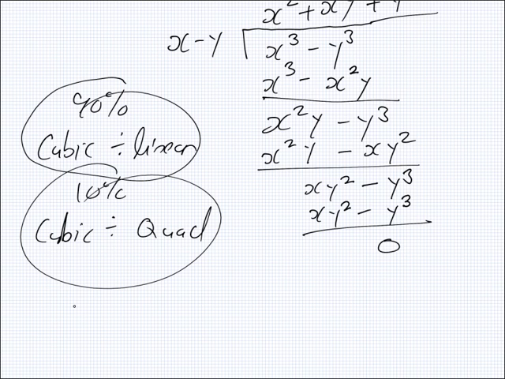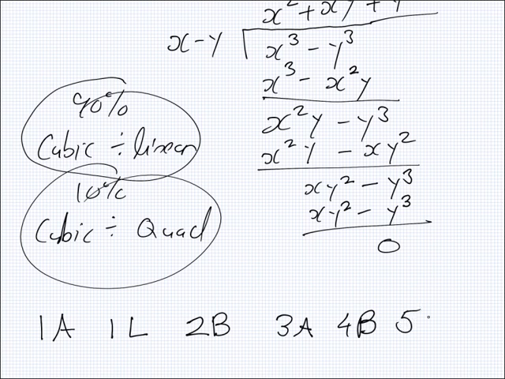So let me see. I'd like you to try 1a, that's a linear, 1l, 2, ooh, yeah, this one's a bit tricky, 2b, 3a, 4b, 5i. Right, there's 6 questions there. You can get a start on them now.